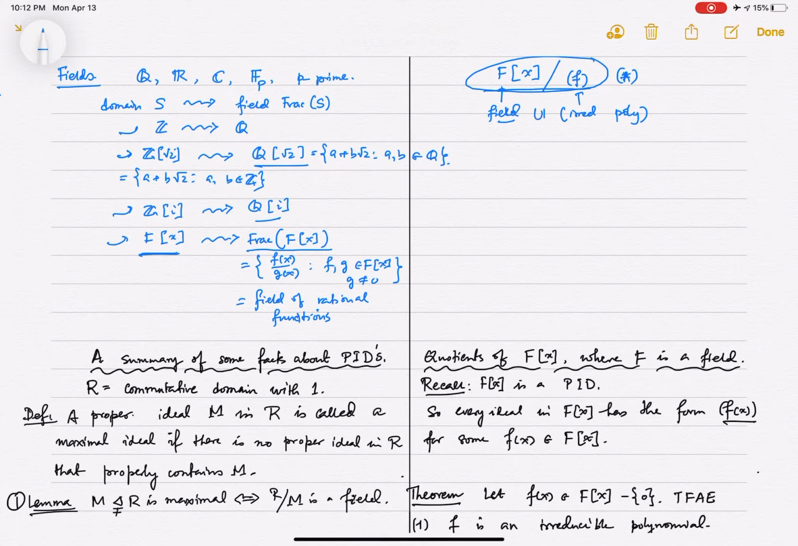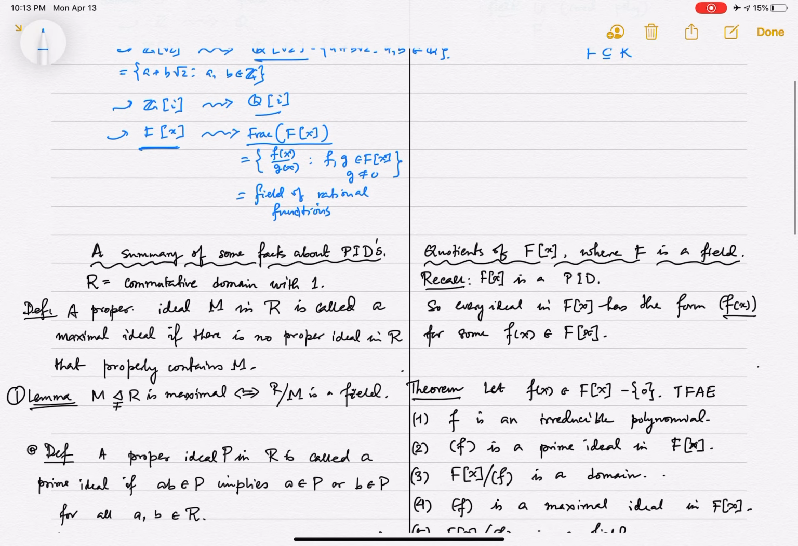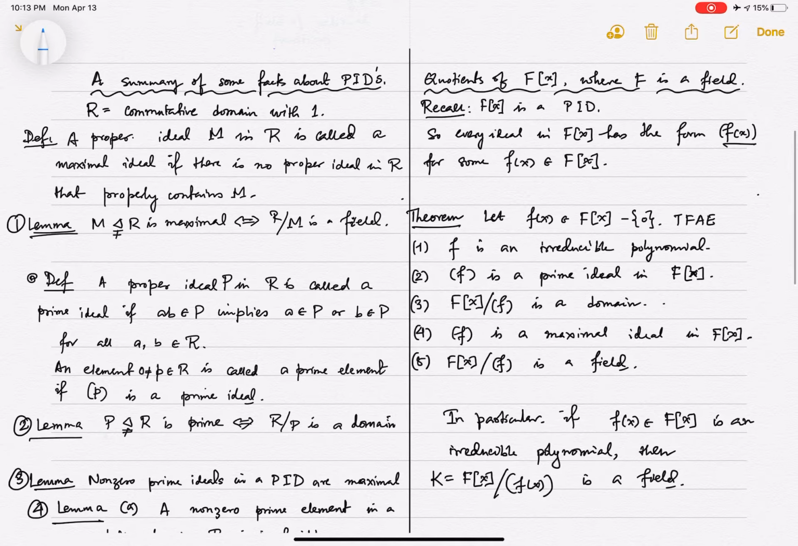And this is going to be a field that contains F, or an isomorphic copy of F. So if we call this K, it will be a field that contains F after we do a little mental gymnastics. And these are the kind of extensions that we are going to study. But that was sort of buried in a lot of things that we did when we talked about PIDs. So I have a sort of review of that here.